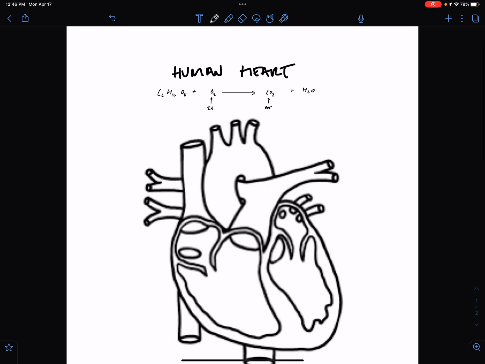And what is the big pump that is supplying oxygen and helping remove CO2? Well, it's the human heart. So we're going to be talking about the structure of the heart today and how it circulates blood around the body, which is delivering O2 to all of your tissue and removing CO2.